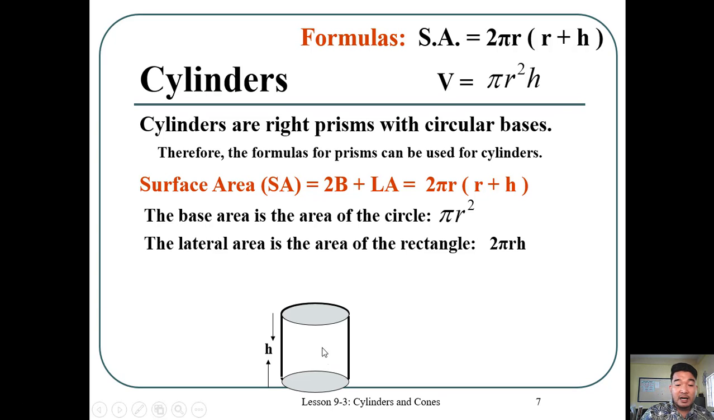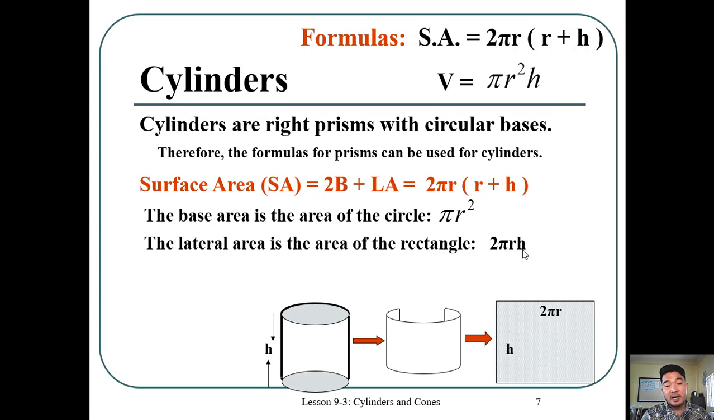Because when we spread out the side of a cylinder, it becomes a rectangle. So our formula there is 2 pi r times the height. And for the volume, that is pi r squared h. That's how simple our formula is for the volume of cylinders. That's pi r squared h.